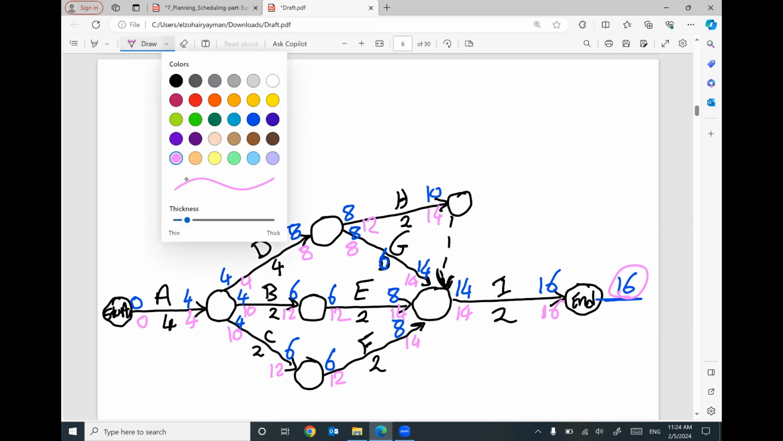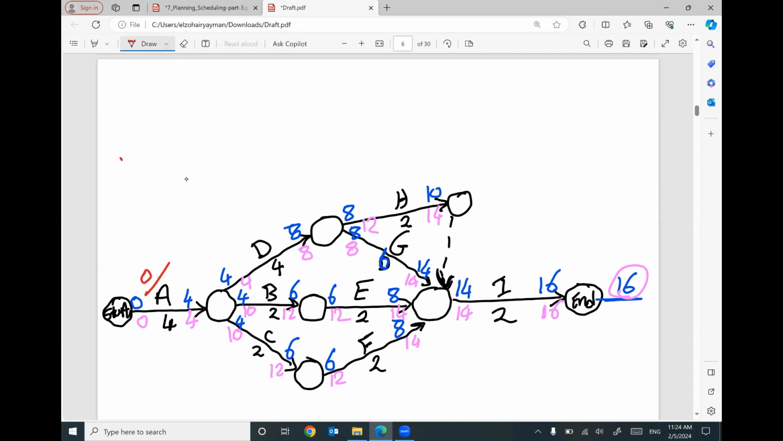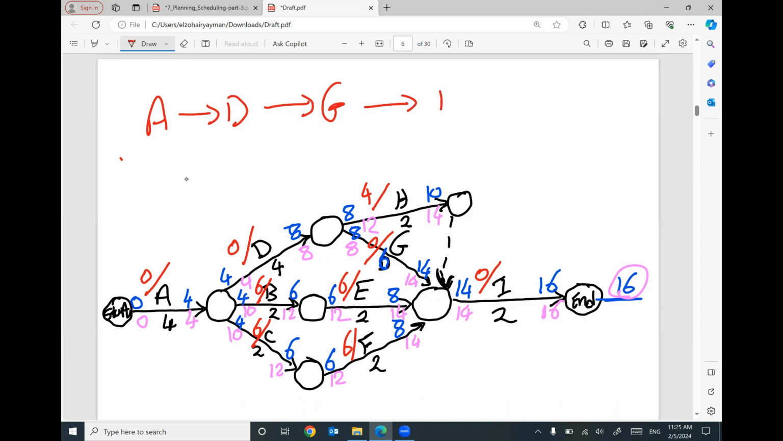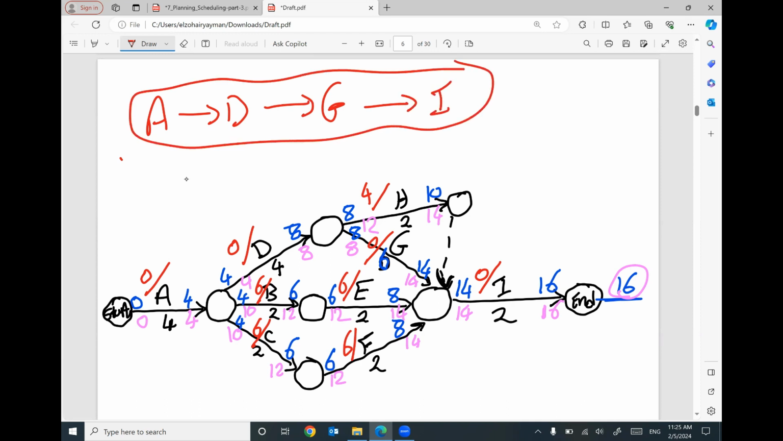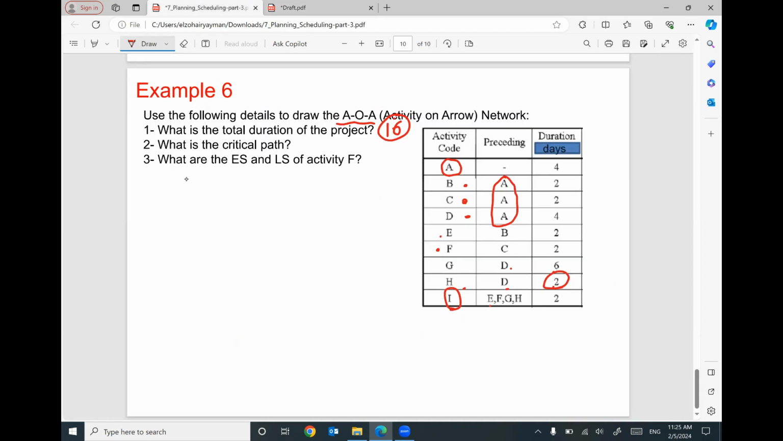Then I can figure out the total float for each activity: 0, 0, 4, 6, 6, 6, 0, 0, and 6. So the critical path will be A to D to G to I. This is the critical path for this project with the total float equal to 0. Any activity with total float equal to 0 will be a critical activity.